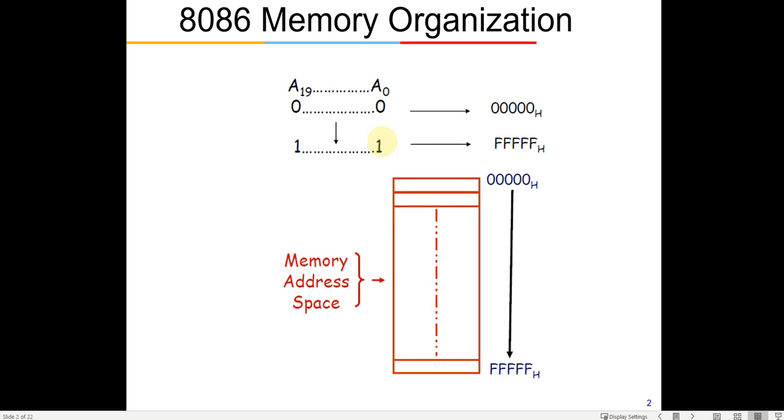Externally, we can connect 2 to the power of 20, which comes out to 1 megabyte. So 1 megabyte of memory cells can be connected. Each memory cell can hold 8 bits of data, because the data lines are separate. There are D0 to D15, although they are multiplexed, so the data lines are only 16. So 1 megabyte of external memory can be connected to the 8086, whereas the size of the data is going to be 16.